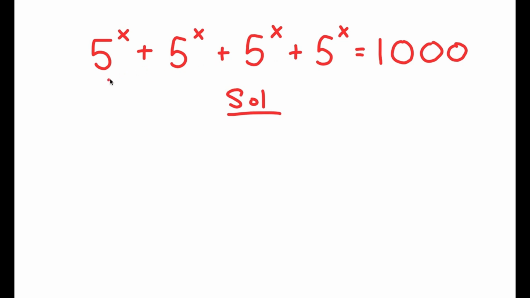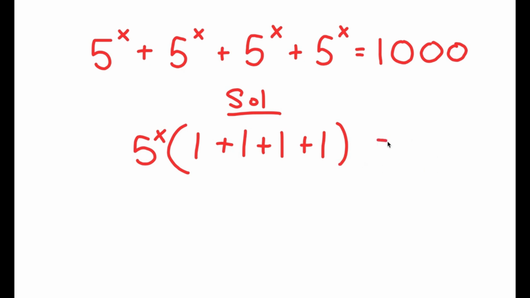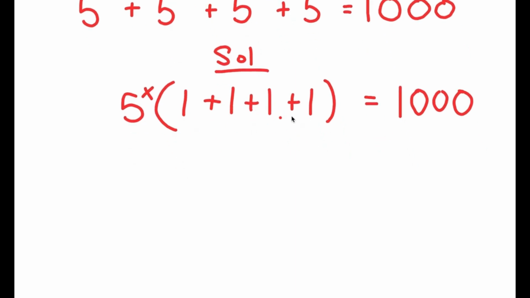Because as you can see, we have 4 of the same terms on my left-hand side, and the easiest way to go about solving this equation is to factor them out. So I get 5 to the power of x times, well, 5 to the power of x divided by 5 to the power of x is simply 1, so I get 1 plus 1 plus 1 plus 1 is equal to 1,000. And now 1 plus 1 plus 1 plus 1 is 4, so I get 5 to the power of x times 4 is equal to 1,000.